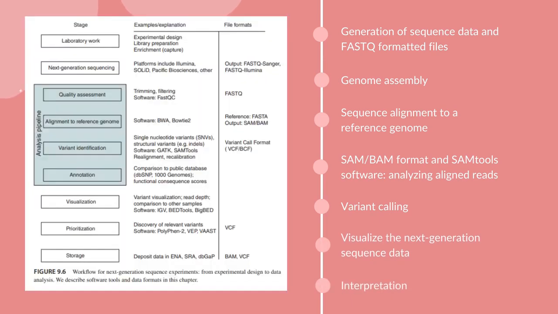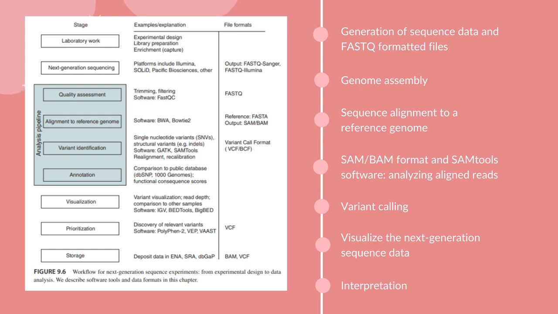Genome assembly if required. Sequence alignment to a reference genome, including measurement of read depth and alignment of repetitive DNA. The SAM or BAM format and SAMtools software, which helps in storing and analyzing aligned reads. Variant calling for single nucleotide variants and variant calling for structural variants. We see, are there insertions or deletions, inversions or other complex variants.